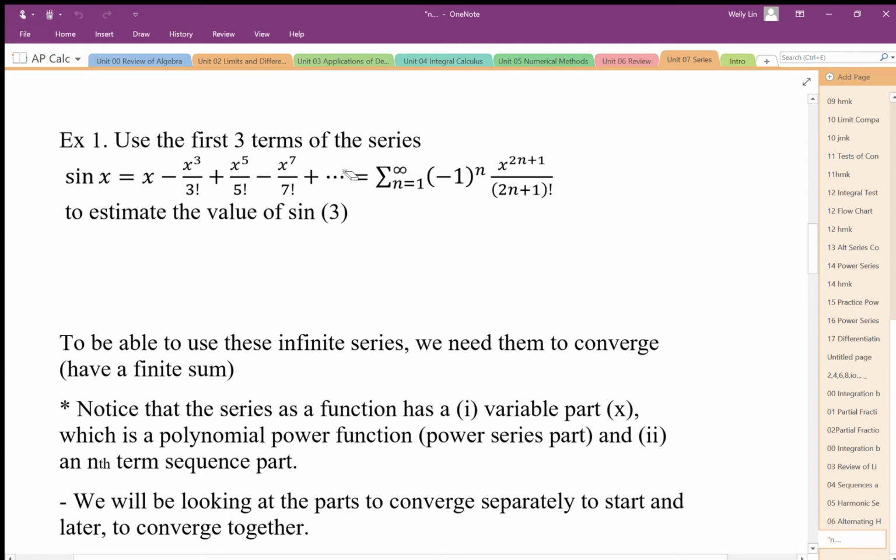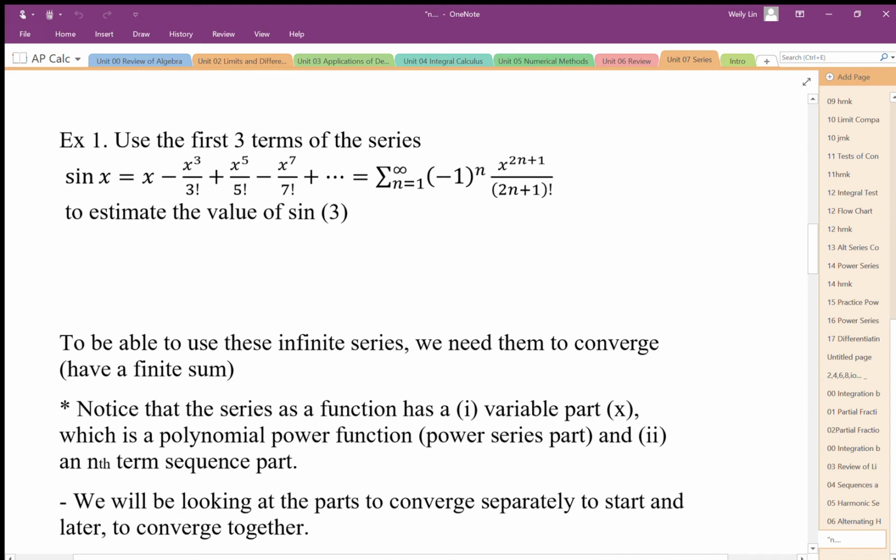Now, note that this goes on infinitely, and we only get a certain degree of accuracy depending on where we stop. So if we want to get the exact value, we'd have to do this infinitely, which is impossible. Okay, so this is our series.